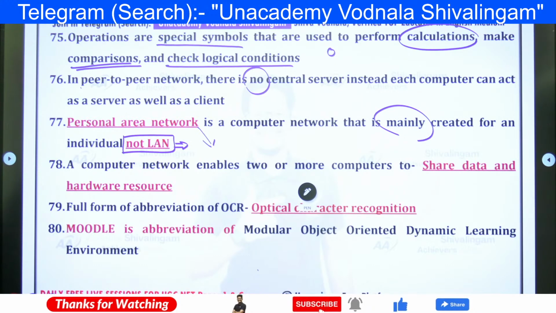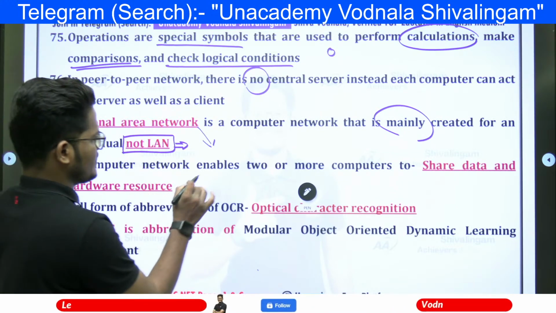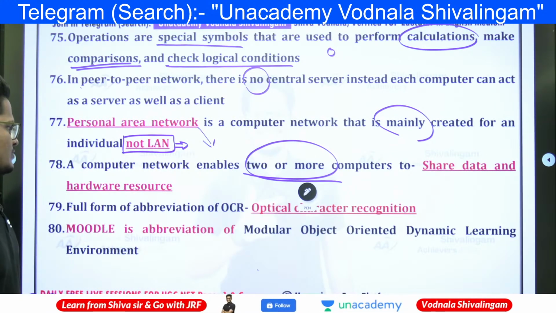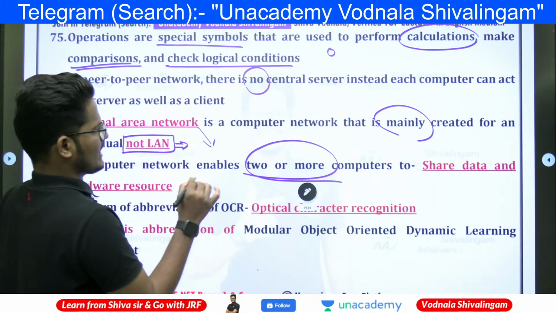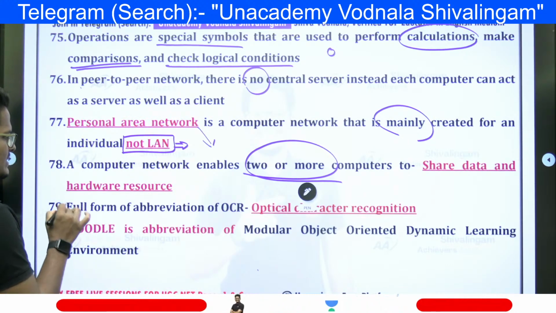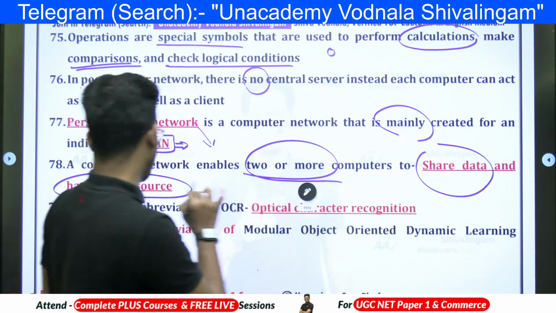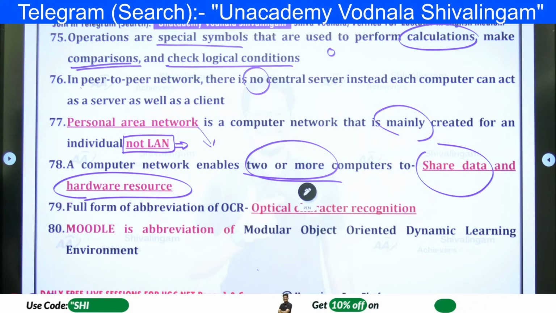Yes, operators: arithmetic, relational, logical and comparison. Next, a computer network enables two or more computers to share the data and hardware resources. To share the data and hardware resources is part of this one.